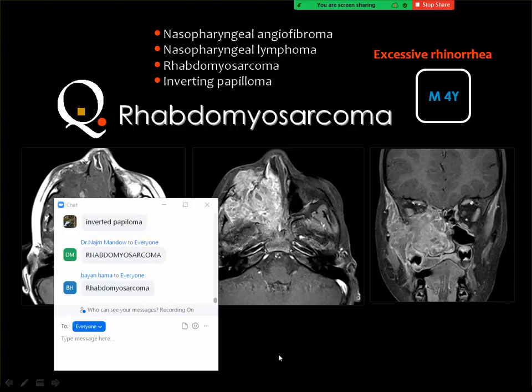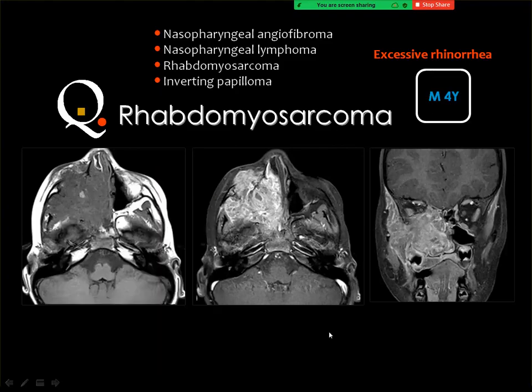The answer is rhabdomyosarcoma because this is not an angiofibroma. It is not a typical appearance, not a typical age, not a typical extension of the tumor, and not even the typical vascularity. But you know that rhabdomyosarcoma is one of the pediatric tumors, 70% of which occur before the age of 12 years, and it is an invasive tumor with heterogeneous enhancement.